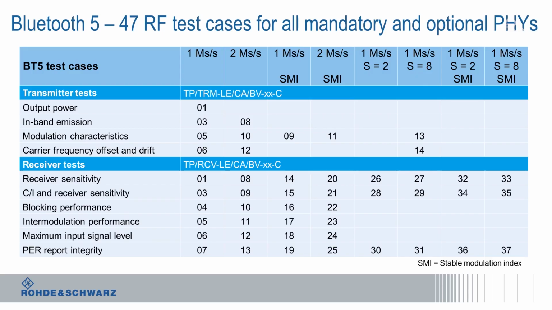With all of these new rates that have been included, there are a lot of test cases. In total, there are 47 test cases defined by the Bluetooth Special Interest Group. 11 of these are transmit, and 36 are receive. All of these can be measured on the CMW platform with the use of the CMW Run Sequencer tool. Now I'm going to show you some transmit and receive measurements on the CMW itself.